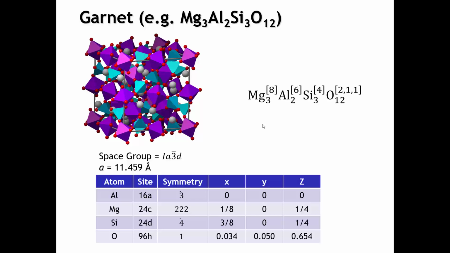The bond graph is a bit complicated to draw because there's so many different atoms, but we can just write the crystal chemical formula, which is shown here. So the magnesium is 8-coordinate, the aluminum 6-coordinate, the silicon 4-coordinate, and then the oxygen, we see once again has 4 bonds to the cations. 2 bonds to magnesium, 1 to silicon, and 1 to aluminum.